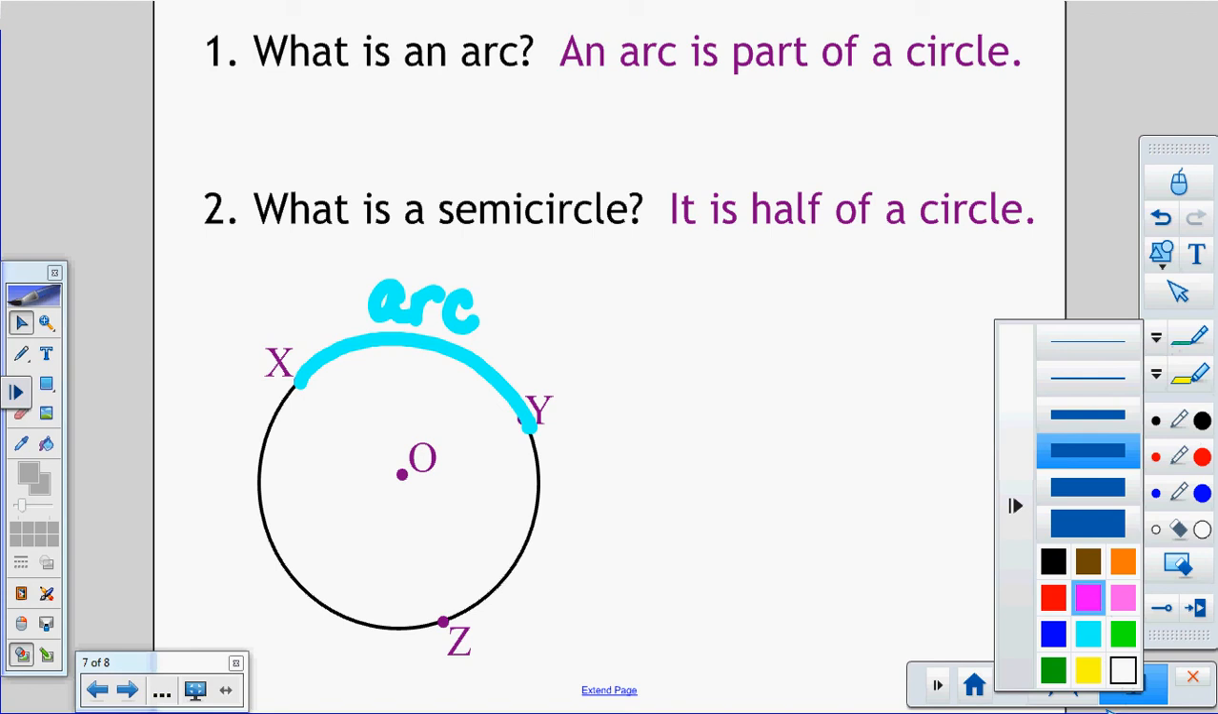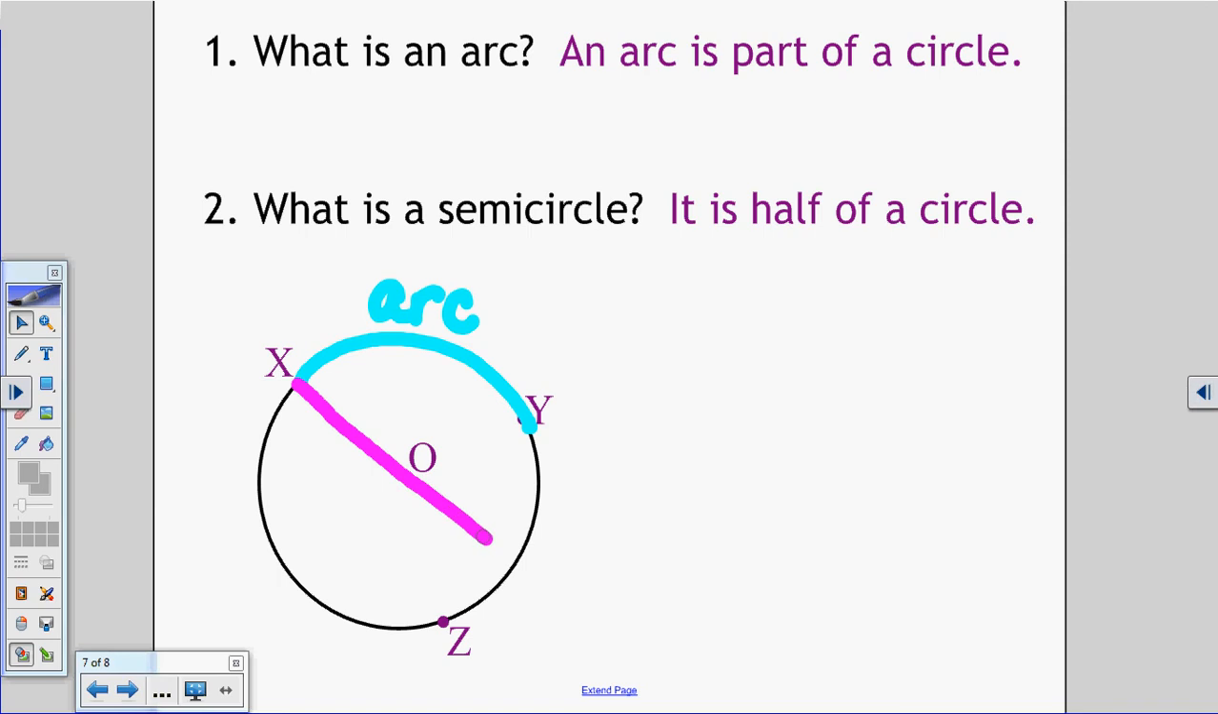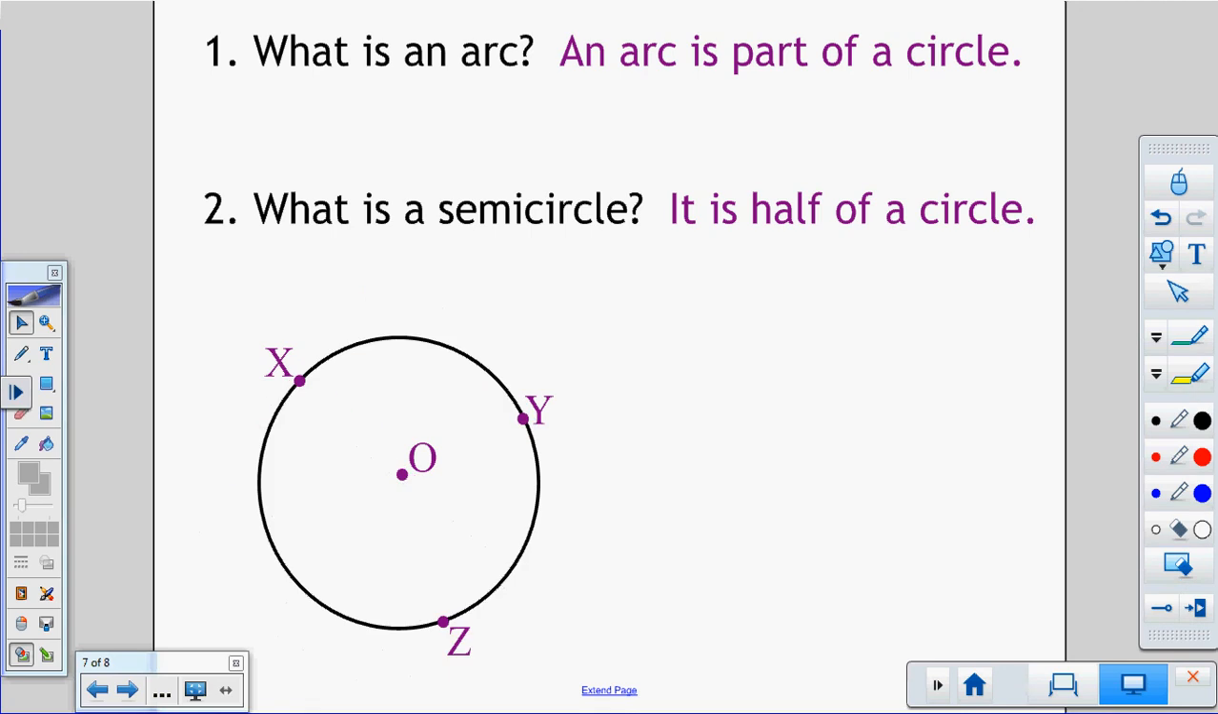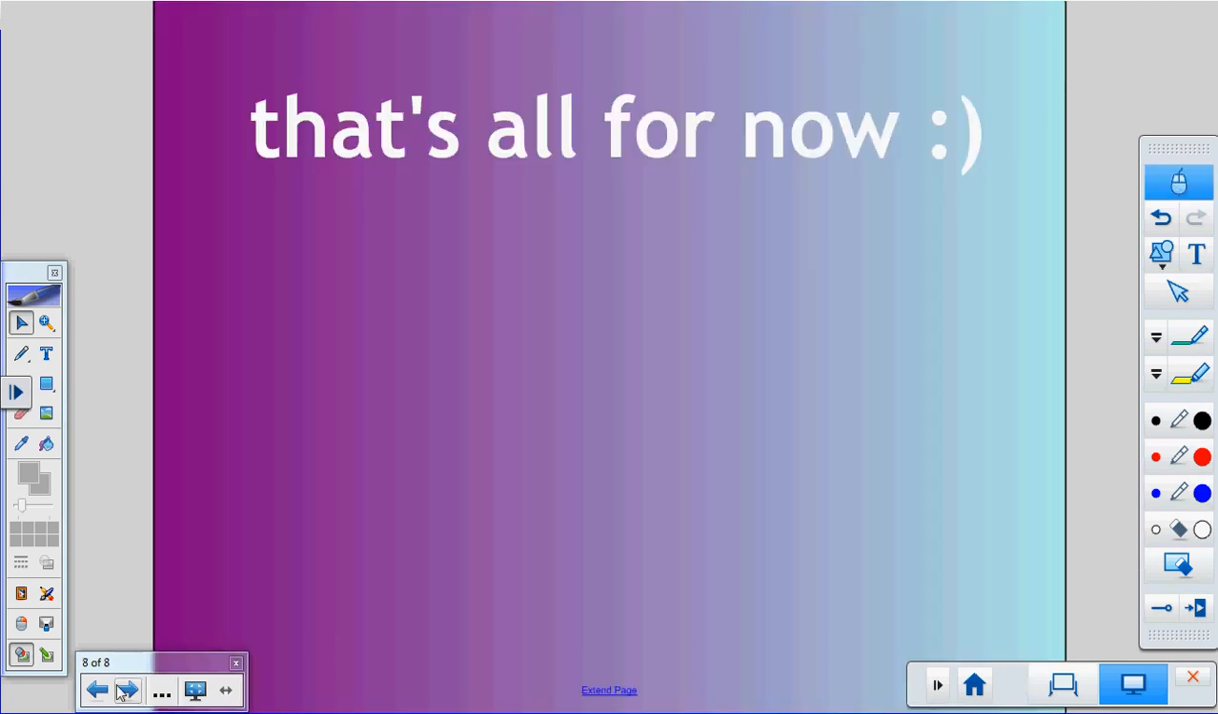And a semicircle, let's add this to our notes. A semicircle is half of a circle. So if I have a diameter, and it goes from X through O, a semicircle is going to go from one end of the diameter to the other end of the diameter. So this is a semicircle. So label those two. And that's it for now. That's everything you need to know about circles.